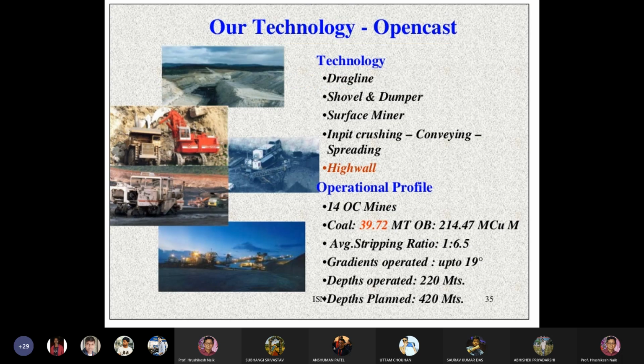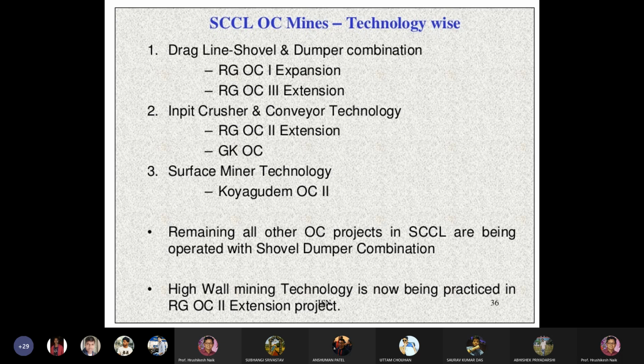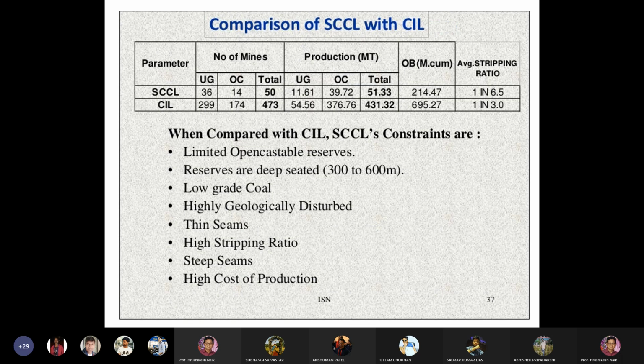So in Singareni, these are the technology they are using: dragline, shovel dumper, surface miner, in-pit crushing, conveying technology, high-wall mining, and the profits they are getting is given here. So the Singareni Collieries Company mines, these are the case studies. Different mines are using different types of machine. This is the comparison of coal production from Singareni Collieries Company with Coal India Limited.